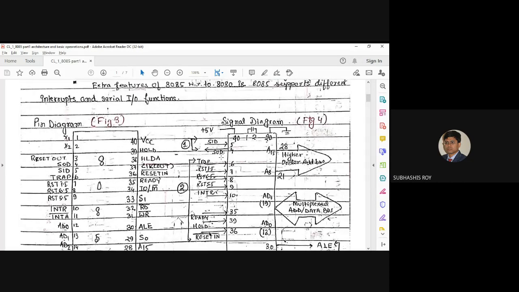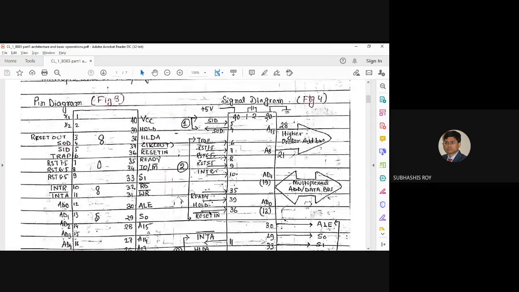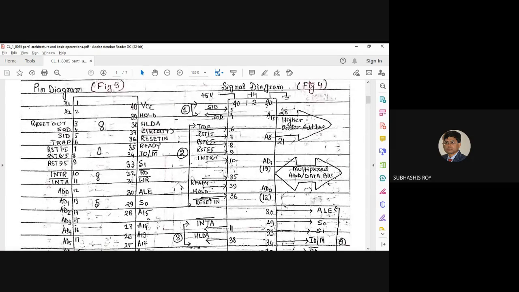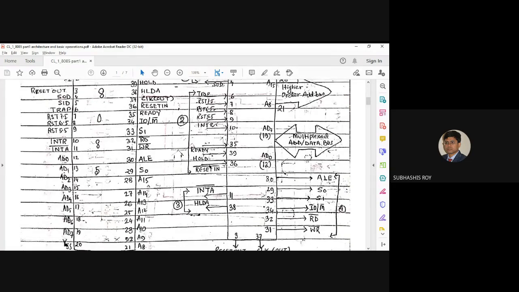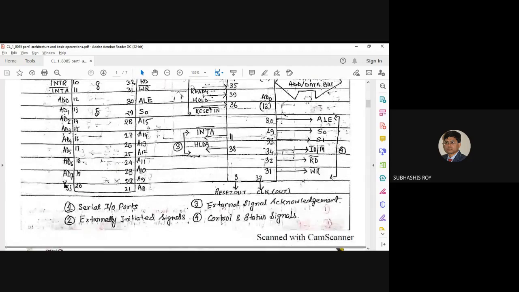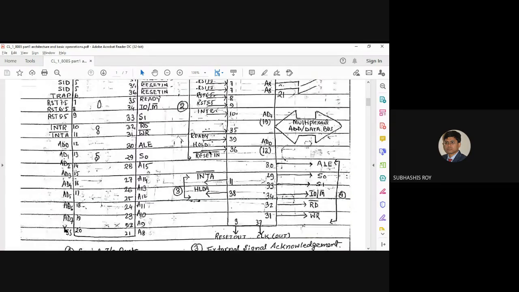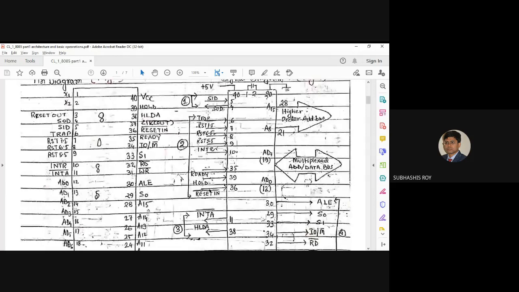Then group number 2, there are pins TRAP, RST 7.5, 6.5, RST 5.5, INTR, READY, HOLD, RESET IN. All these pins, you can see the arrow is coming into the 8085 microprocessor. That means this group of pins are externally initiated signals coming into the 8085 microprocessor. So all the interrupt signals are coming into the 8085 from external devices.